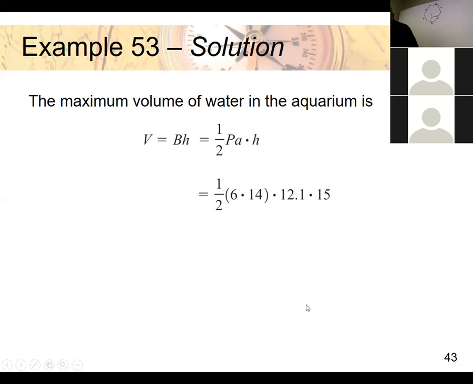So when we simplify this, okay, I know we can do 6 times 14, that's 84 times a half. That would be 42, then 42 times 12.1 times 15 would give you 7,623 cubic inches.